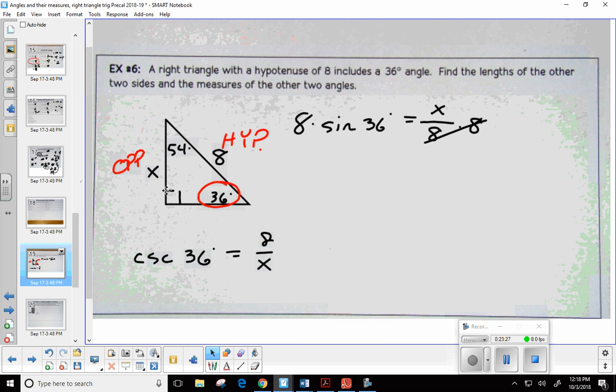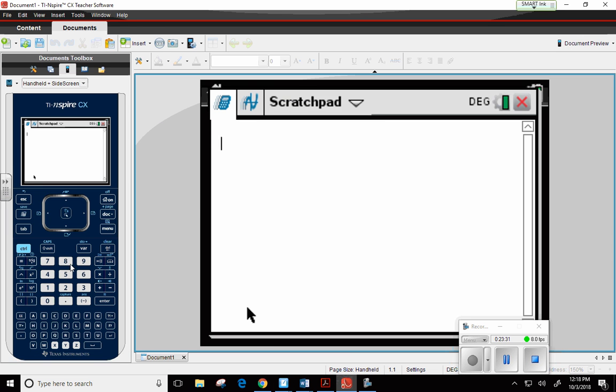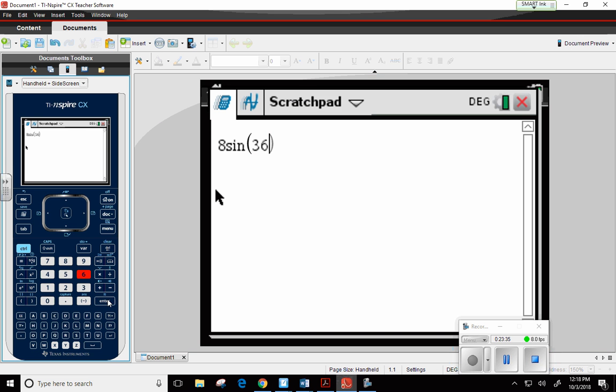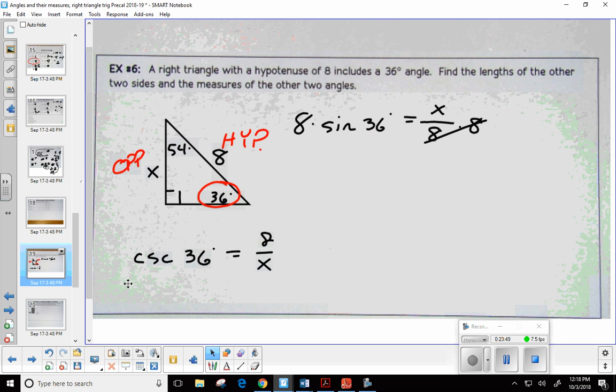So let's see here. 8 sine of 36. So 8 times the sine of 36. So the height of the triangle should be 4.7. About 4.7 units, whatever that measurement is. Okay. Is everybody okay with how I got that? Okay. So I'm going to replace the x with 4.7.